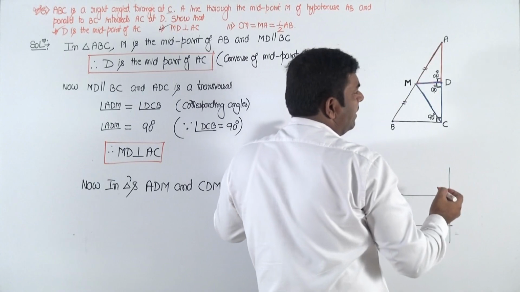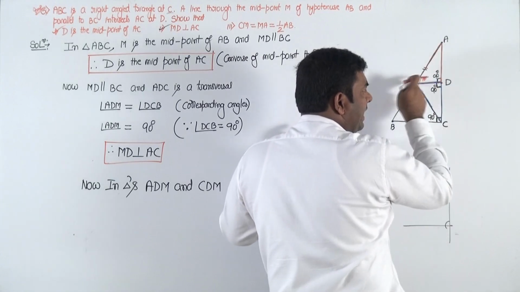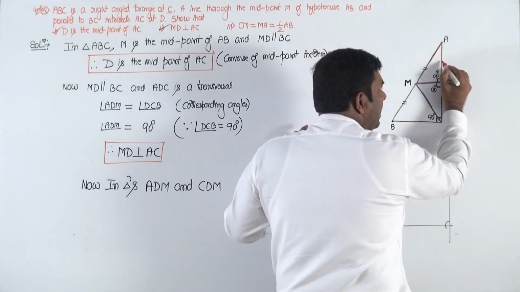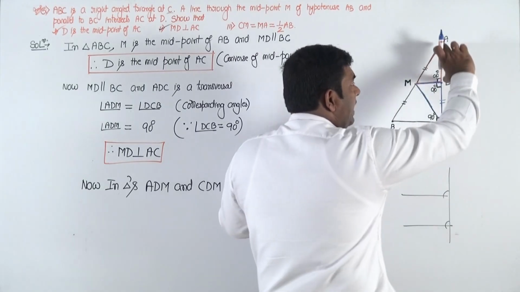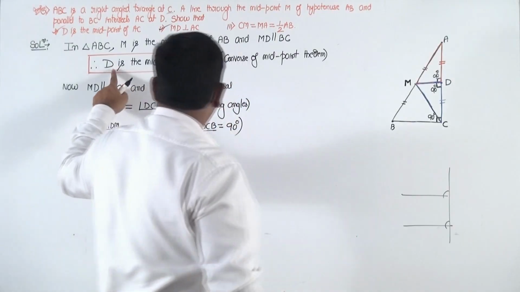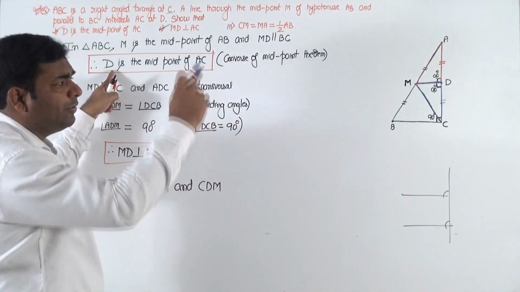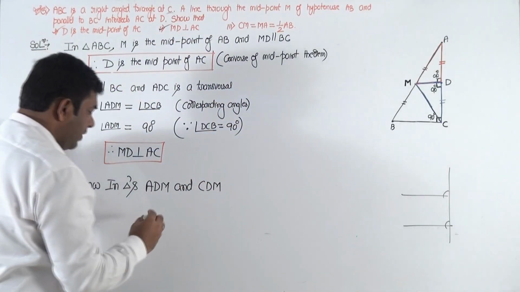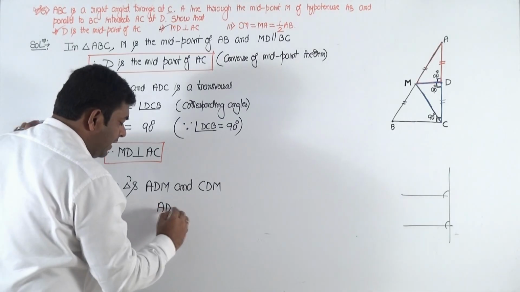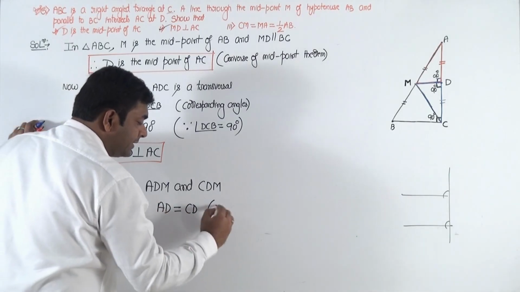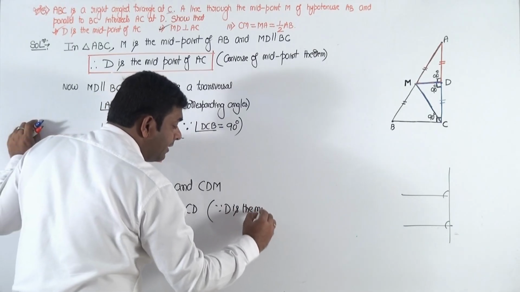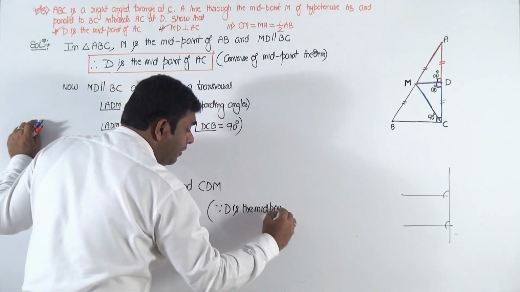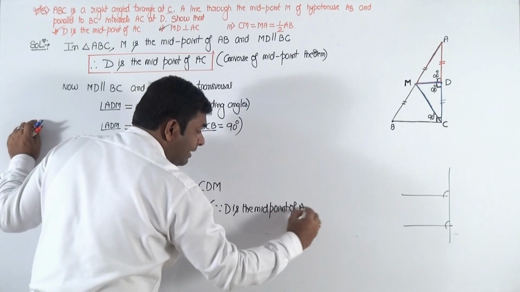In this red triangle ADM and CDM, AD is equal to CD. Why? Because D is the midpoint of AC. D is the midpoint, so AD and CD will be equal. So AD is equal to CD, since D is the midpoint of AC. We have already proved that.